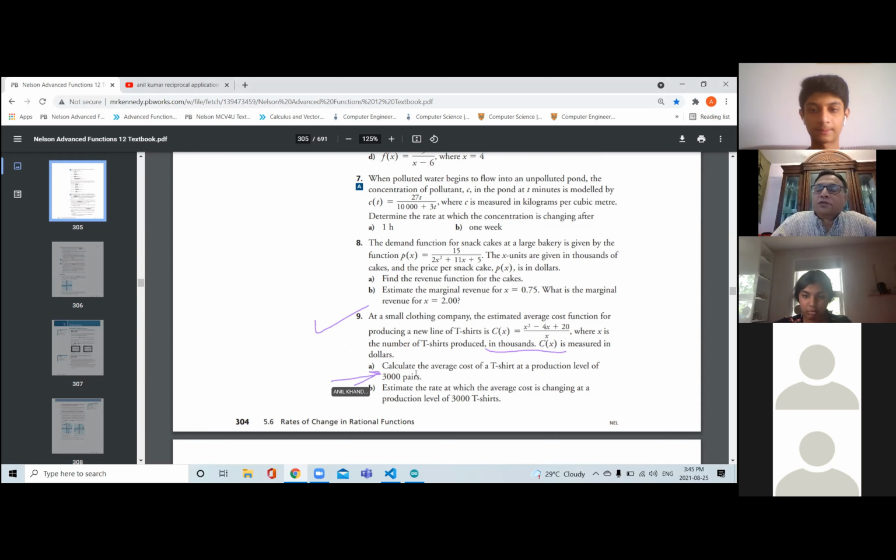Correct. So the function is given to you. Now, when the function is given to you, it's not difficult. These are rate of change questions which you are reading. So apply the rate of change formula and 3,000 pairs. What is the unit? In thousands. Calculate the average cost of t-shirt at a production level of 3,000 pairs. And it is in thousands. So what value will you put? 3, not 3,000. You get the idea.